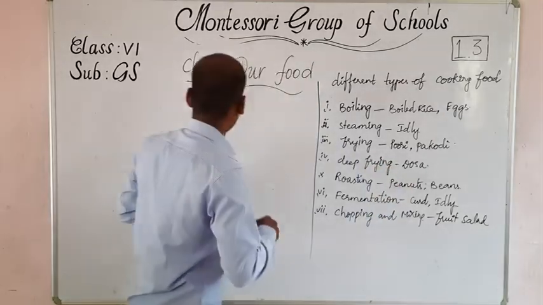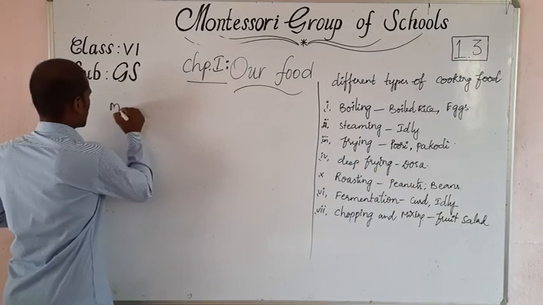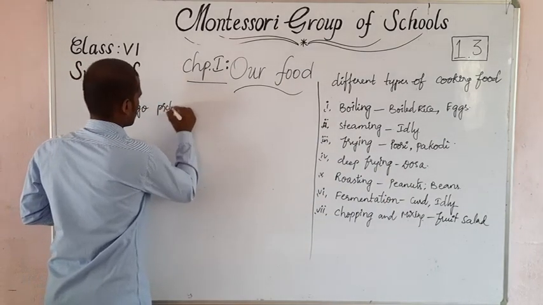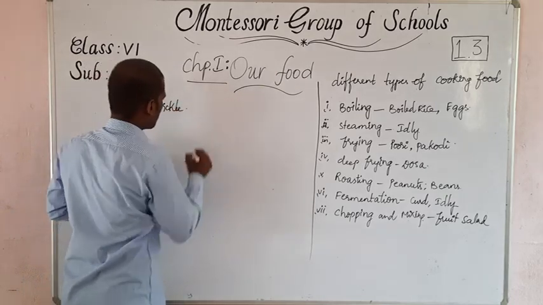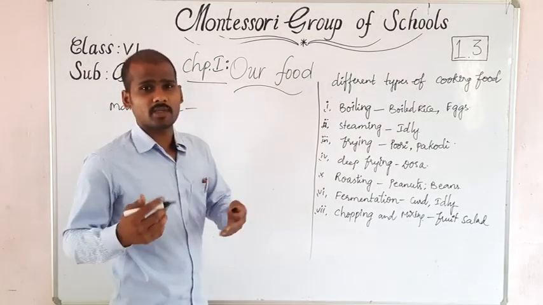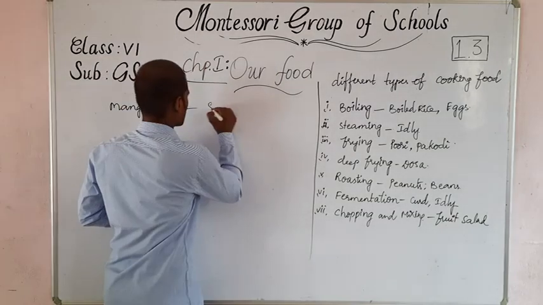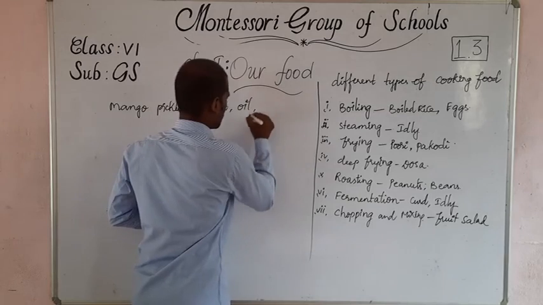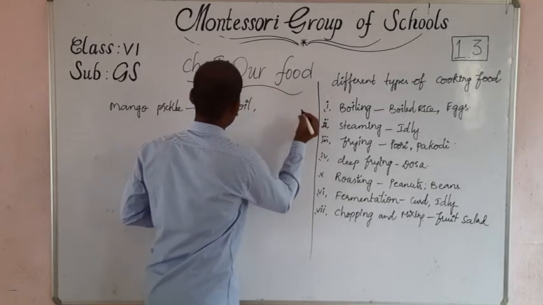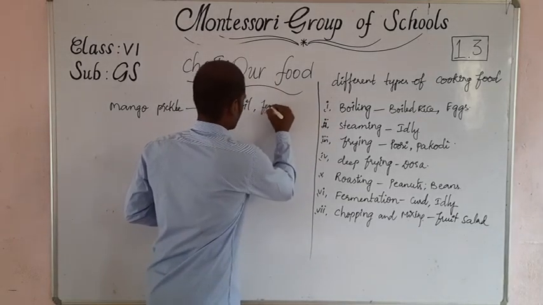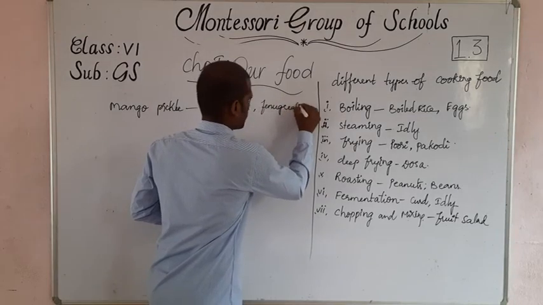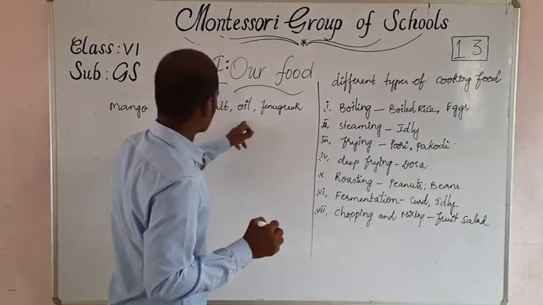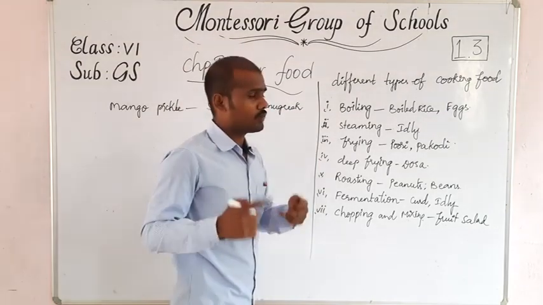For example, in preparing mango pickle, we add a large amount of salt, and we add a large amount of oil. We also add a large amount of fenugreek seeds, like menthulu. These are the things which we add in more quantity.